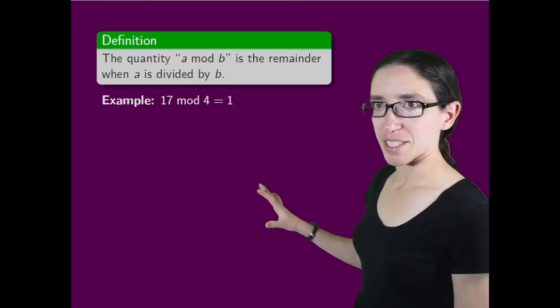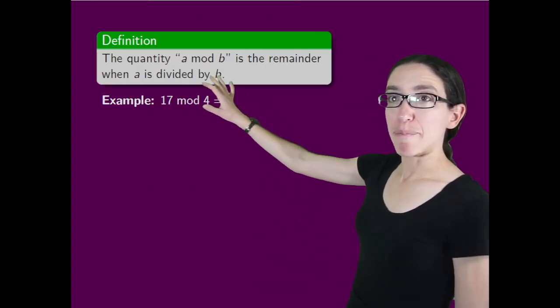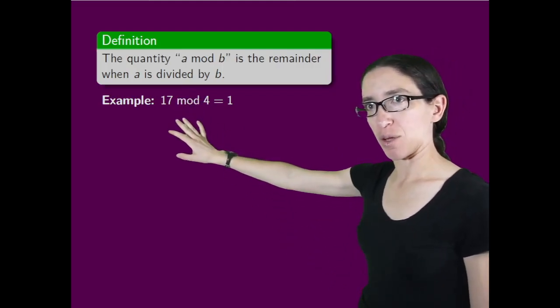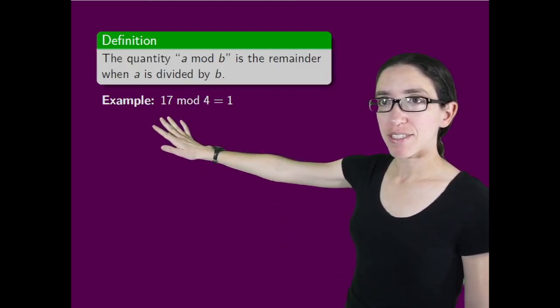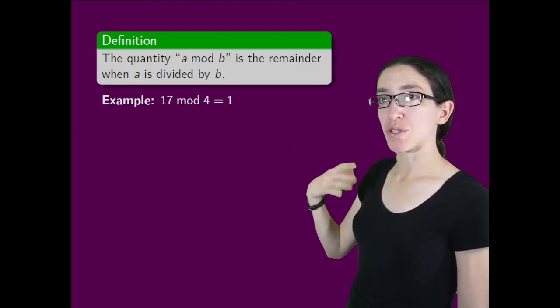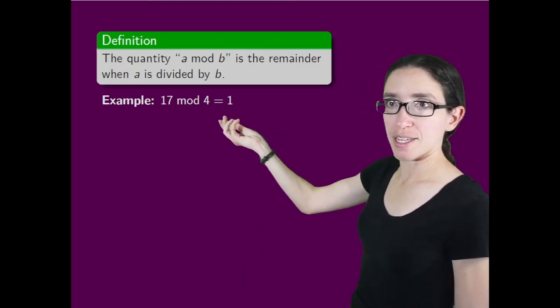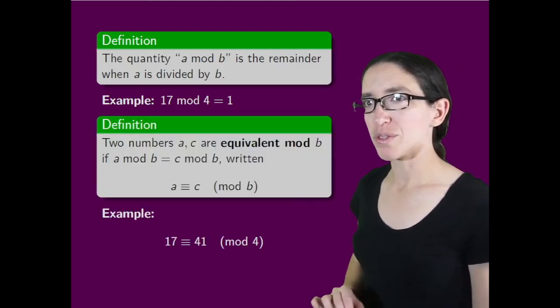So let's define this mod term. The quantity a mod b is the remainder when a is divided by b. So that's one way of writing down mod as a binary operation. 17 mod 4 is 1, because when you divide 17 by 4, you get 4 with a remainder of 1, and so the remainder is the answer. But there's another way we use this mod notation.